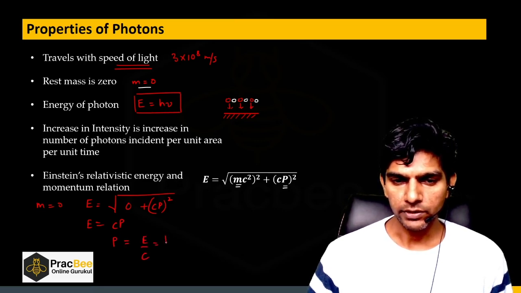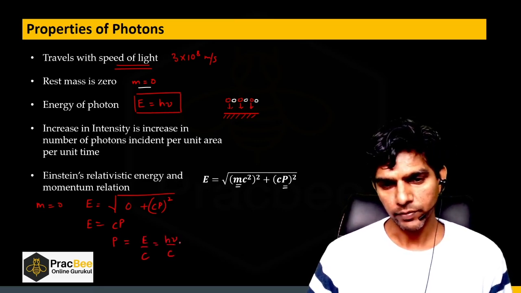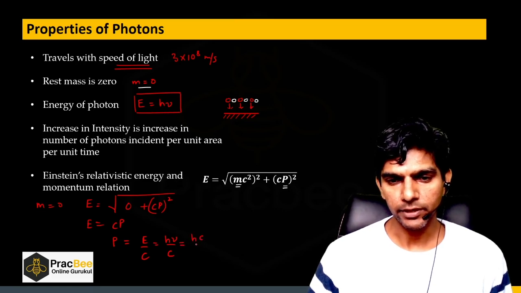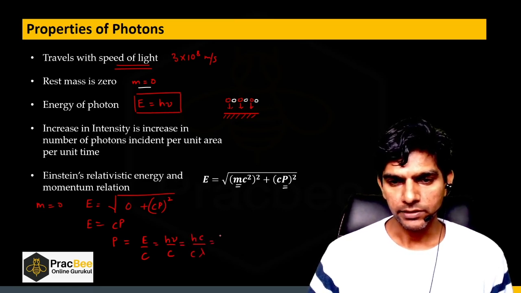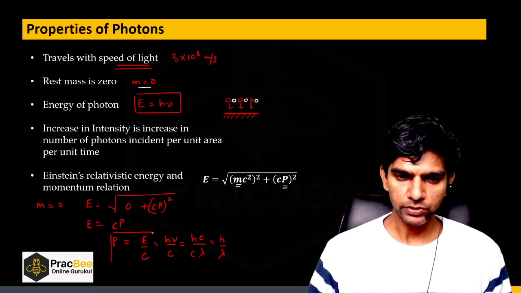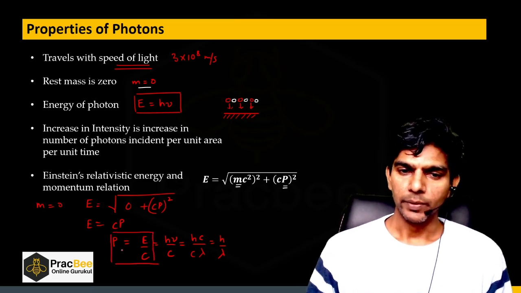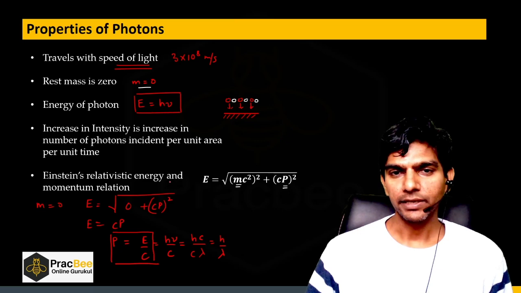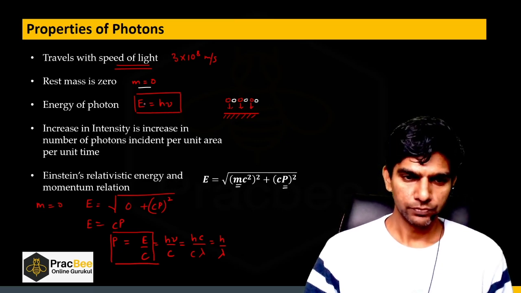Or the energy can be written as h nu, and we can also write this as hc by lambda. So the momentum is nothing but h by lambda, right? So do remember this relation. It is a very important relation. These two formulas you have to remember: momentum will be given by E by c, and the energy will be given by h nu.